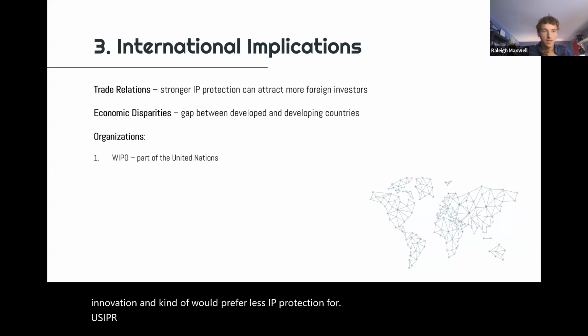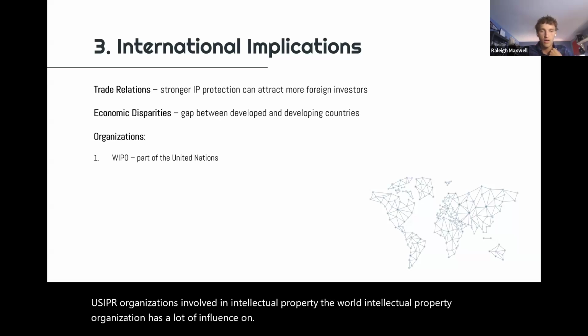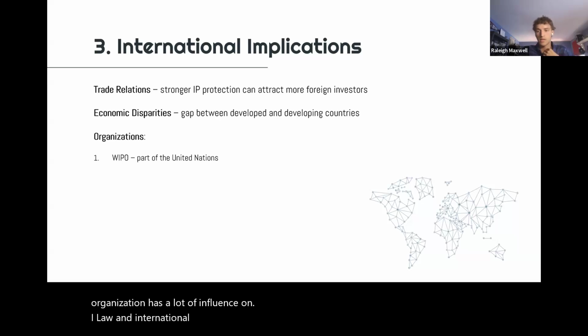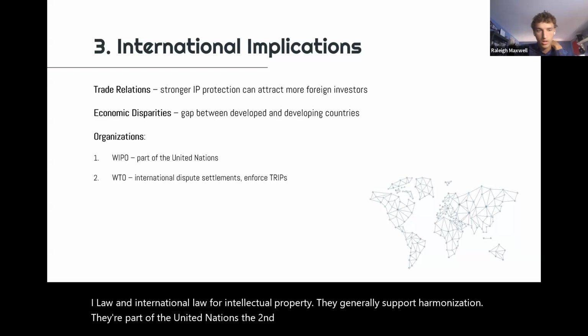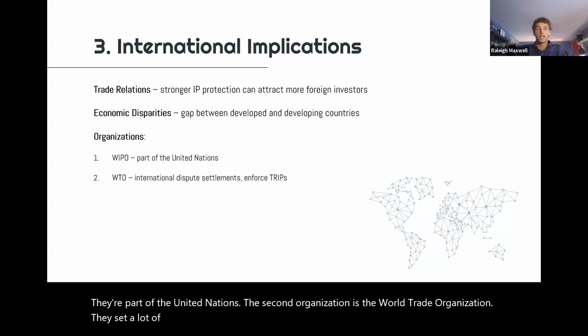Organizations involved in intellectual property. The World Intellectual Property Organization has a lot of influence on international law for intellectual property. They generally support harmonization. They're part of the United Nations. The second organization is the World Trade Organization. They settle a lot of disputes between nations on intellectual property. They enforce TRIPS, which we'll talk about in a second.